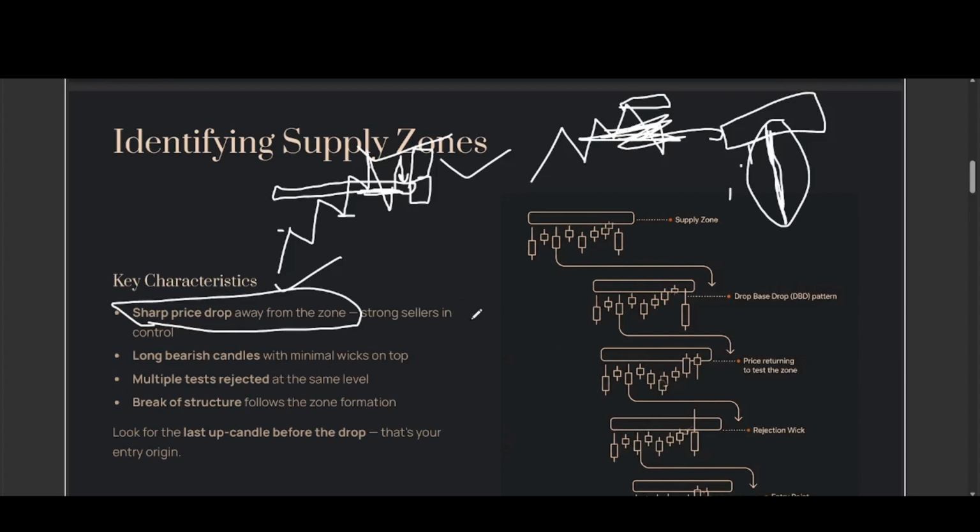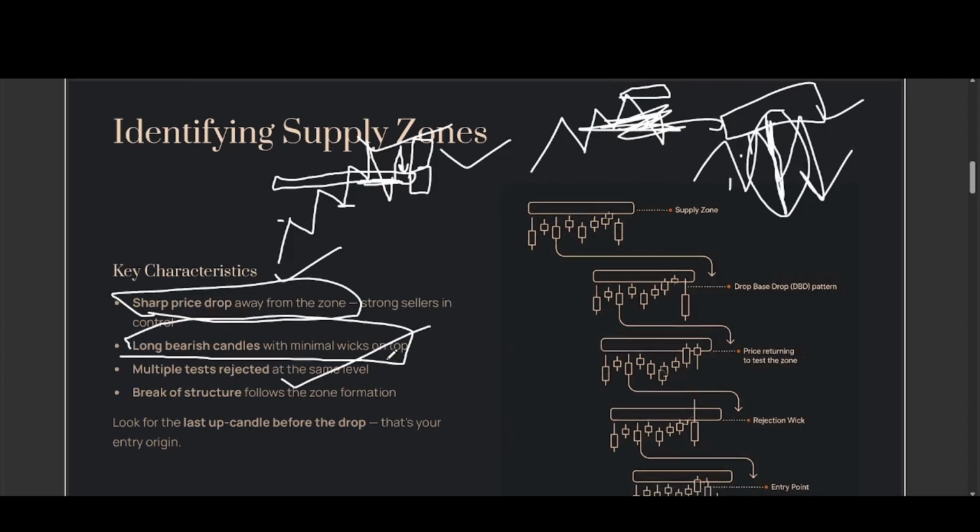Now, what kind of candles are formed here? Long bearish candles with minimal wick on the top, and it is multiply tested and rejected at the same level. The market has more than 2 times come to the same level and fallen back again. So then this starts acting as a supply zone. And a break of structure follows the zone.